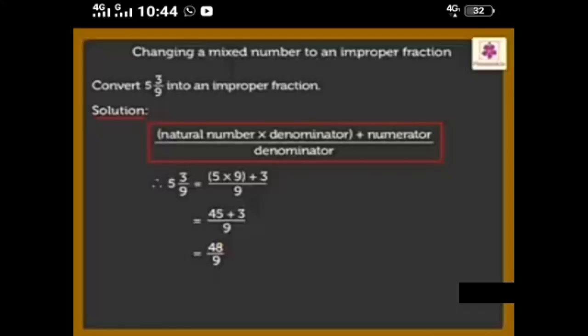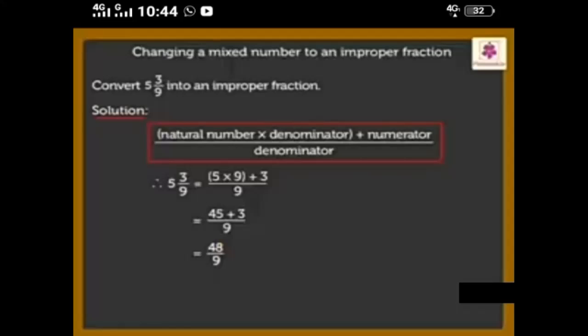What is the equation? Natural number into denominator plus numerator by denominator. Just look at the example: 5 and 3 by 9. Which is the number part? The natural number 5. Which is the denominator? 9. Which is the numerator? 3. Substitute in the equation.